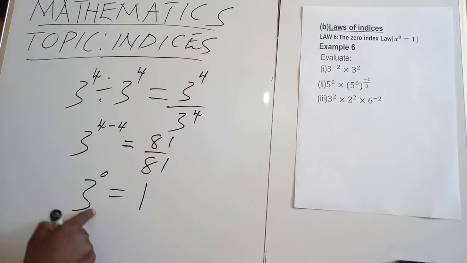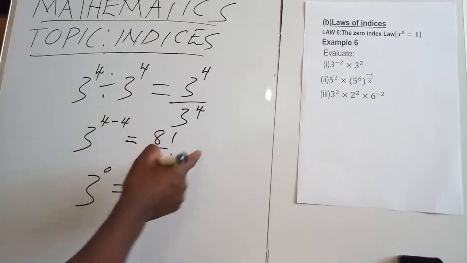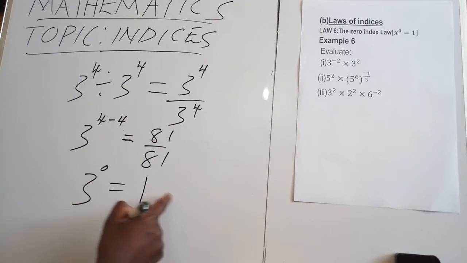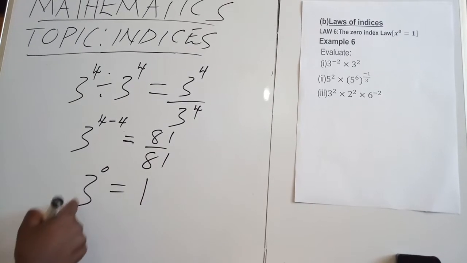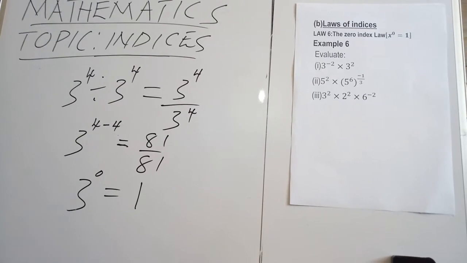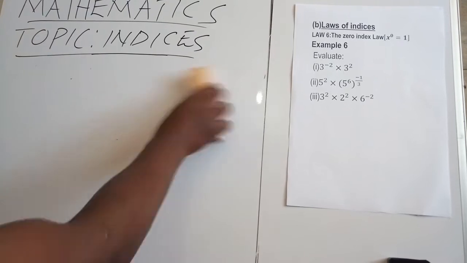So 3 power 0 is equal to 1. Now use any combination of numbers and of course apply the same procedure. The outcome will be the same. Therefore, any number raised to power 0, what do you always get? You always get 1.